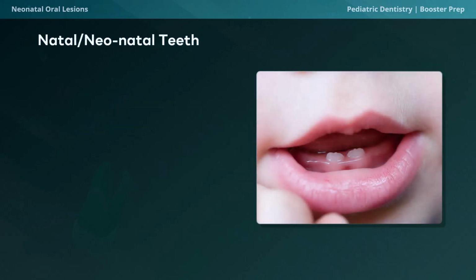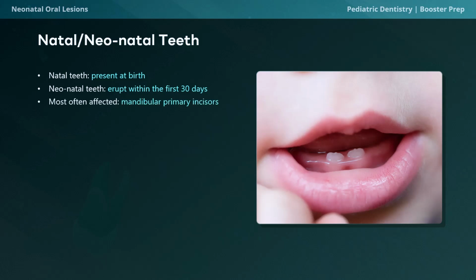Next, we're going to talk about a really fun topic and one of my favorites, and that's natal and neonatal teeth. It's important to touch up again on the definition of natal and the neonatal period so we can identify the correct terminology for the boards. Natal teeth are those that are present in the infant's mouth at the time of birth, while neonatal teeth are those that erupt during the first 30 days of life. Although the occurrence of both of these is rare, natal teeth are more common than neonatal teeth. And more often than not, you'll find that most of the affected teeth are mandibular primary incisors.